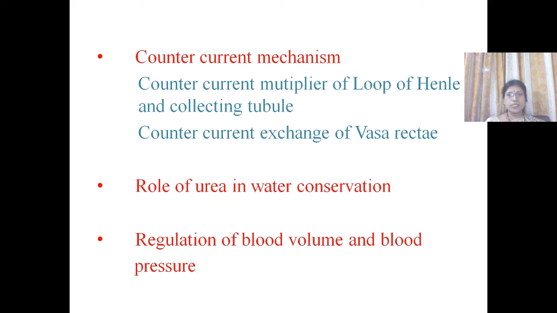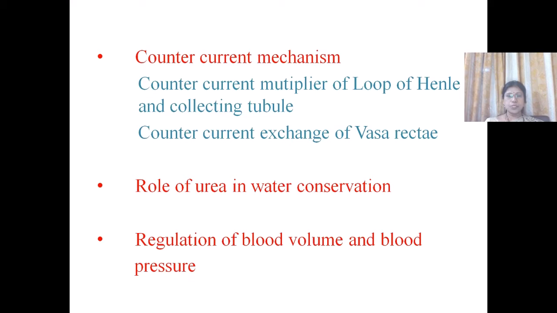Blood is constantly filtered through the glomerular filtration membrane, and about 180 liters of filtrate is formed per day in the Bowman's capsule. However, only less than 1% of this filtrate is excreted. This is possible because of the water reabsorption in different parts of the renal tubule.